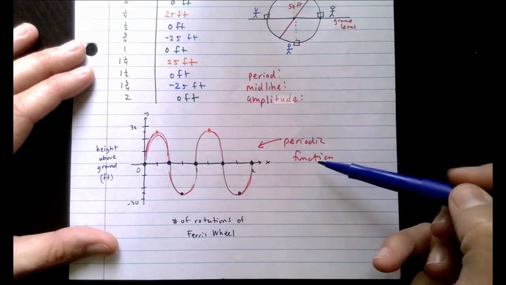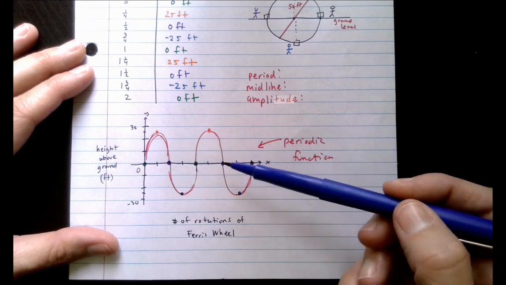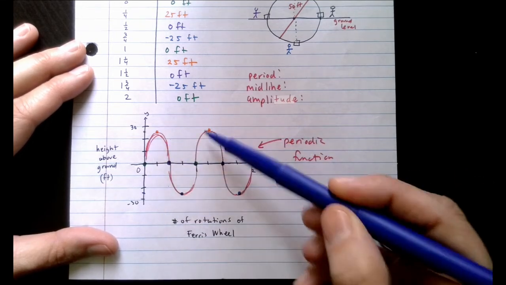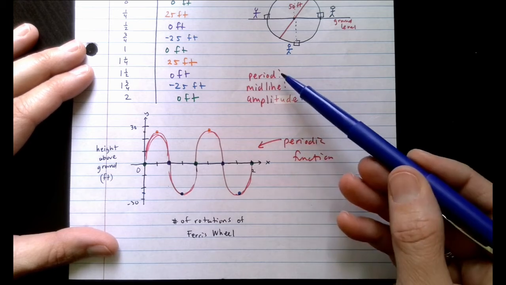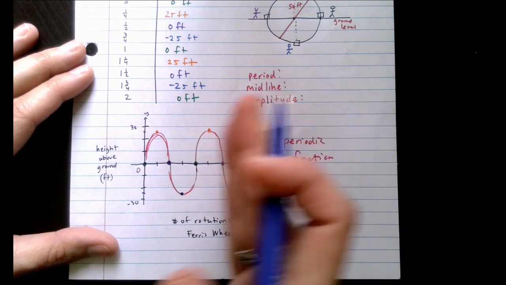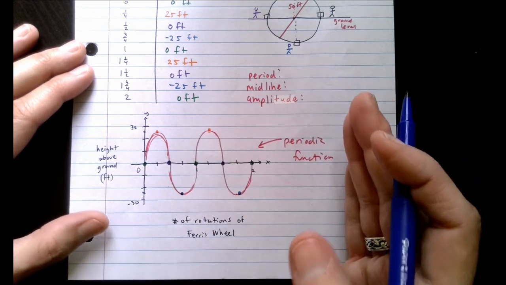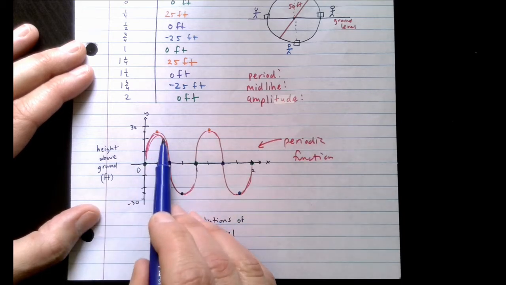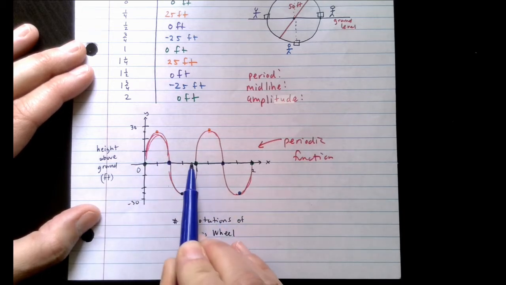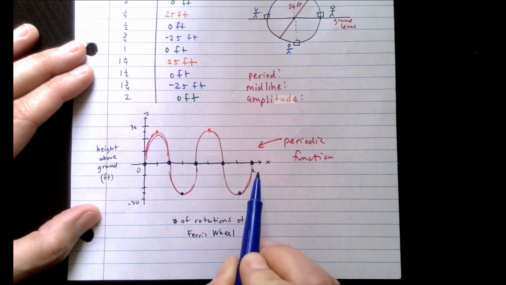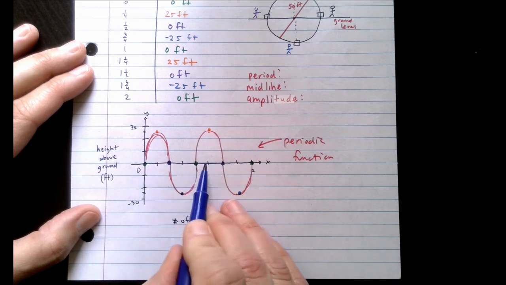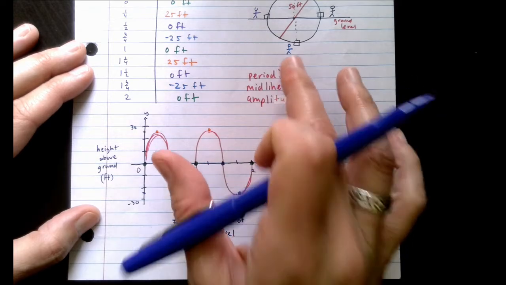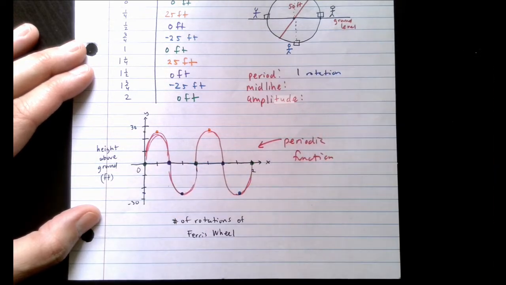So let's go through our vocabulary. So this is a periodic function because the graph repeats itself. There is periodic behavior. So let's go through the first one. What's the period? The period is the amount of time it takes for the graph to repeat itself. So you look at the x-axis. So if we start here, we go around, we come back, boom. Then we go around, we come back, boom. So you can see in this graph here, 1 rotation of the Ferris wheel is our period.